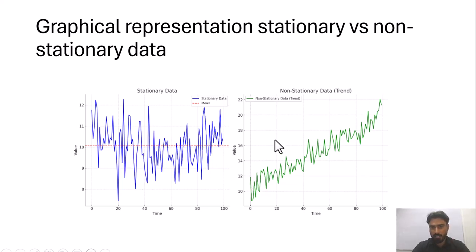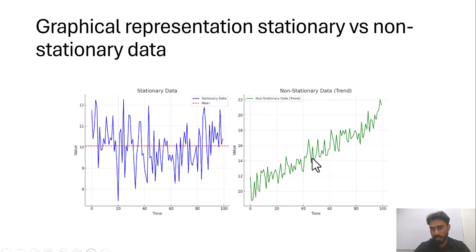On the right hand side, as you can see, this data set is non-stationary data. Why? As you can see, this data set is increasing over the time period and this data set has no constant mean. On the left hand side you can see that this red line is showing a constant mean, but on the other hand, in the case of non-stationary data we don't have a constant mean. Why? Because there is a trend in the data.